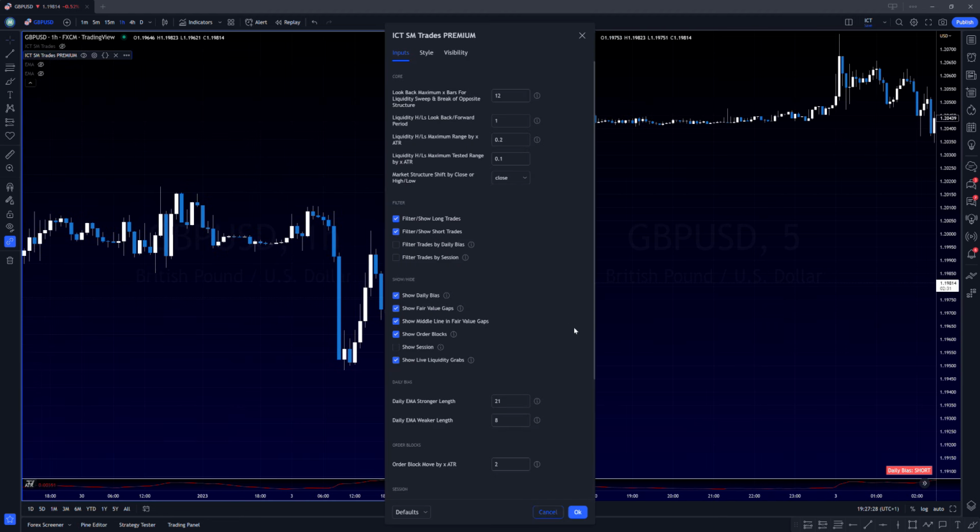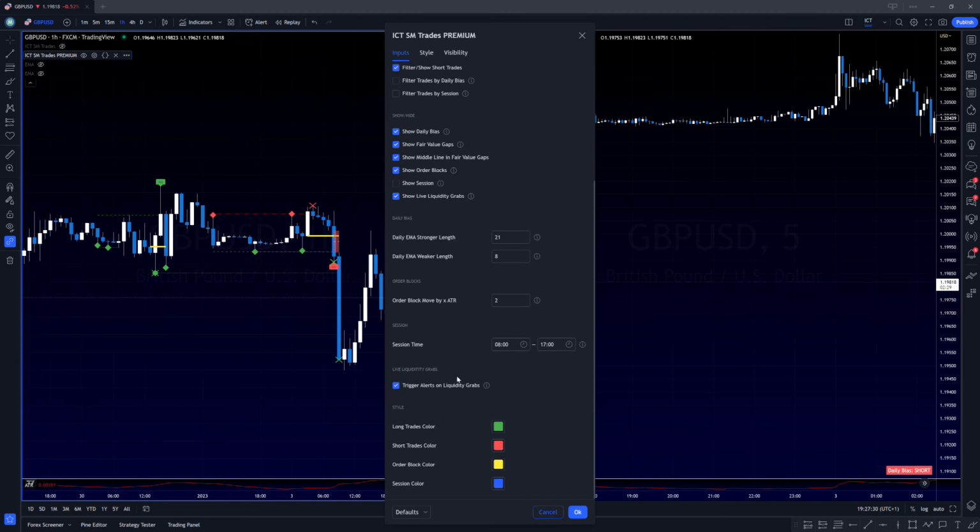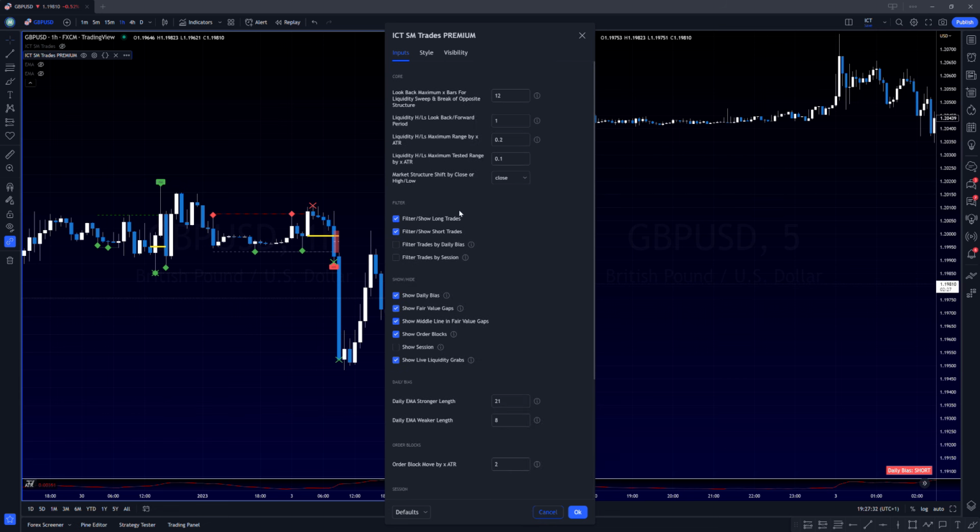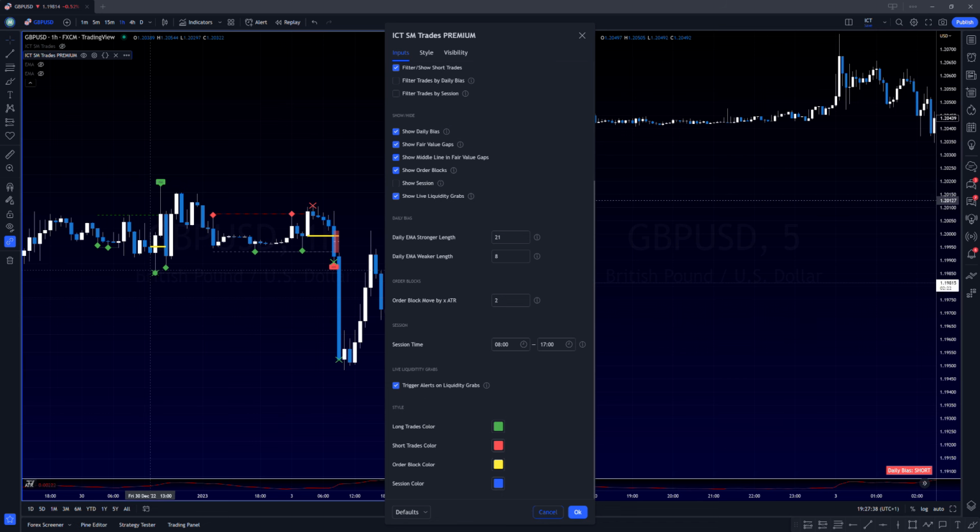And now if I create an alert, it will be triggered when a market structure shift happens, as usual, and when liquidity is created and grabbed. So when this candle is closed, you see here is pivot low 1, pivot low 2, this is the liquidity, and when this candle grabs this liquidity, you will get an alert as well. So this is a feature that a lot of people wanted as well.